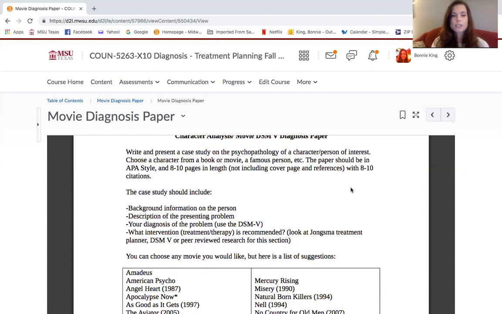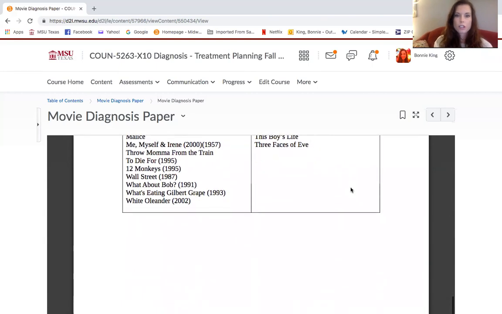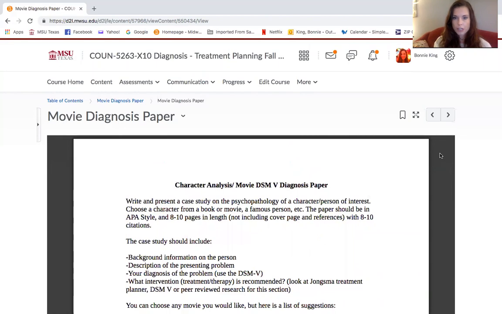The case study should include the background information on the person, a description of the presenting problem, your diagnosis of the problem using the DSM, and what interventions, treatments, or therapies you might recommend. I would like you to look up a variety of different treatments. You can use the Jongsma Treatment Planner, but I'd also like you to look at articles on the specific diagnosis to help you come up with a really solid treatment plan. There's a list of movies here, but like I said, you can choose whatever you would like.